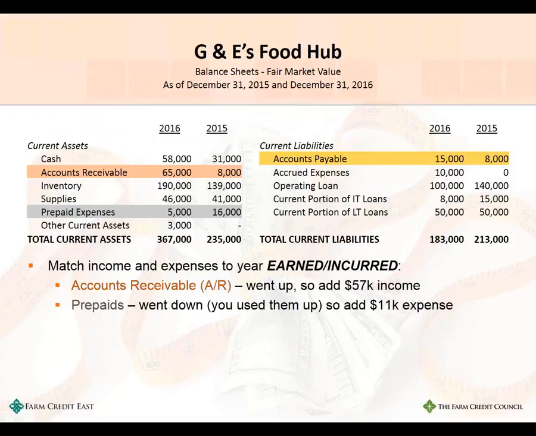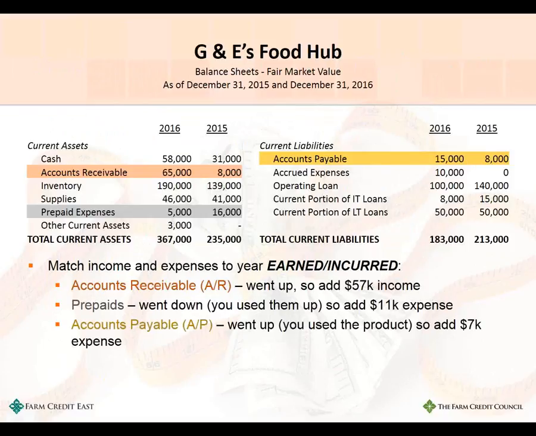The next example we went through was the prepaid expenses, where at the end of 2015, we had this sitting in our bank of prepaid of about $16,000, and then it went down to $5,000 at the end of the year. So that means we used up $11,000 of prepaid expenses. We don't have them anymore because we actually incurred them. So we need to make sure that we capture those $11,000 as part of our true expenses for the year, even though we'd paid for them at some previous date. So we're not going to see a check written in this year, but we really did use those expenses in that time period.